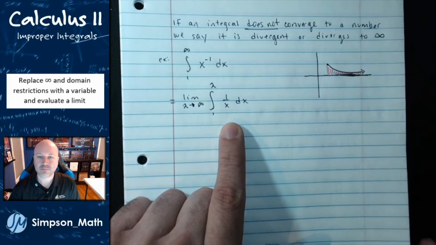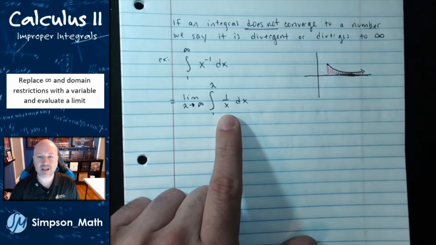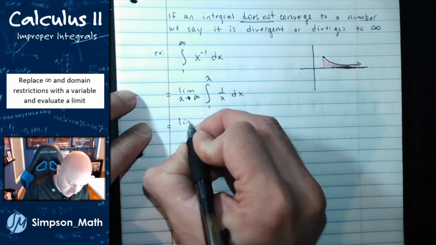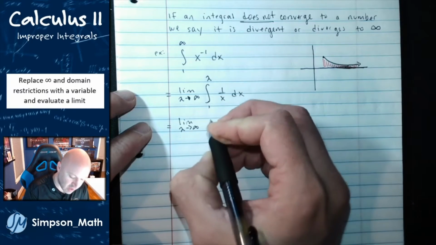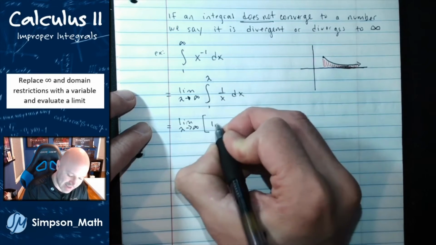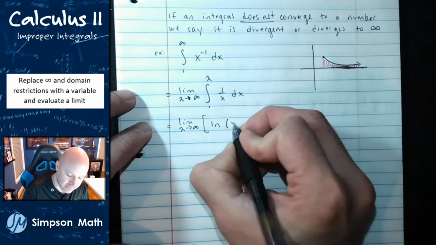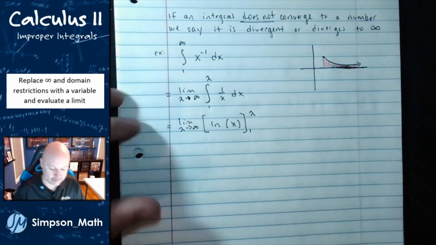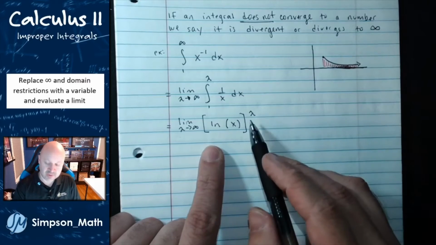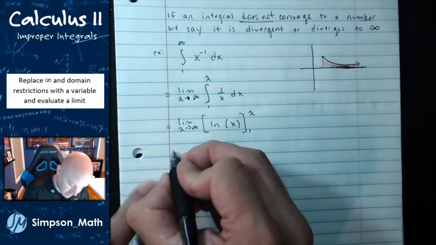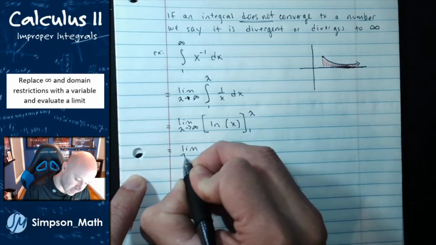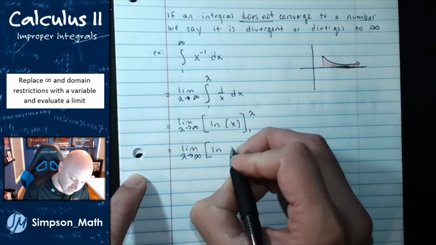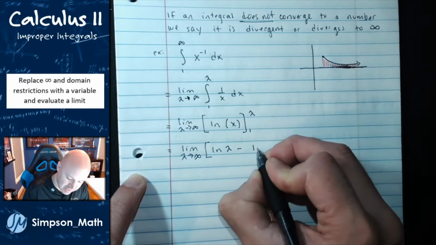All right. Well, I got this. That's just a natural log. This is the limit as lambda goes to infinity of the natural log of x, but I'm supposed to evaluate that from 1 to lambda. I use the fundamental theorem of calculus to do that evaluation. I still have a limit as my dummy variable lambda goes to infinity of the natural log of lambda minus the natural log of 1.